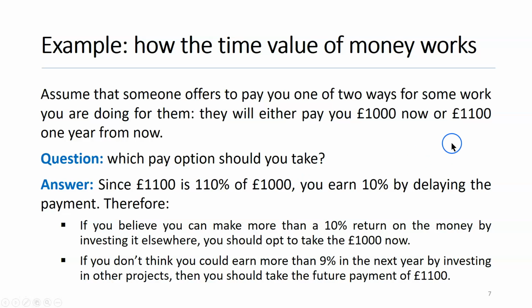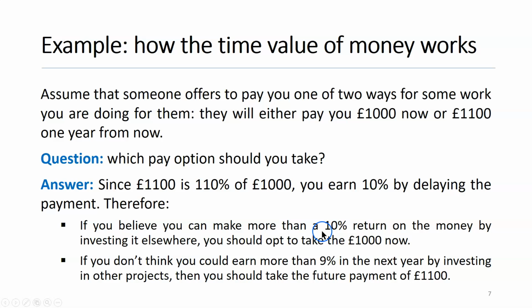Here is the answer. Generally, you need to compare the potential return which you can earn by delaying this payment with the rate of return in an alternative investment. Have a look. This payment, 1,100, in fact represents 110% of the original amount. In other words, you earn 10% return by delaying this payment. This is a kind of your return on investment. And now the question is, are you able to earn a greater amount elsewhere or not?